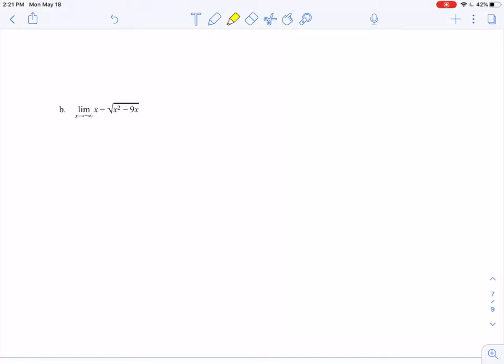So what that means for me is I need to think about how I can rewrite this. How can I make this look a little bit different so that it's a little bit nicer for us to work with here? So let me just rewrite this. Limit as x approaches negative infinity of x minus the square root of x squared minus 9x, and I'm going to think about this as being over 1. All right, I can take any number divided by 1, it's itself.